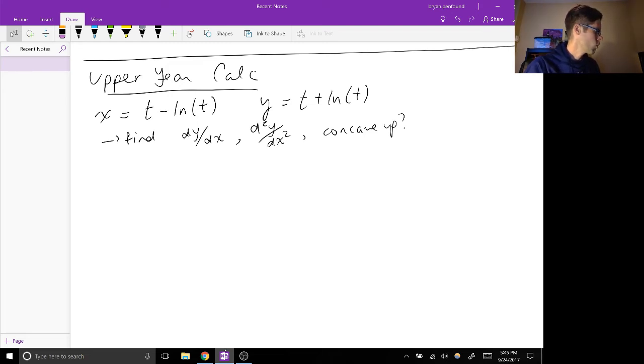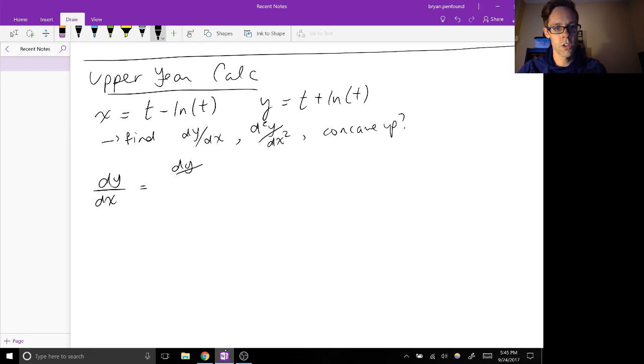Okay, so looking at my formula book here for upper year calculus, I can find dy by dx by looking at the following ratio of taking the derivative of y with respect to t and then dividing by the derivative of x with respect to t. So the derivative of y with respect to t is 1 plus 1 over t. And the derivative of x with respect to t is 1 minus 1 over t.